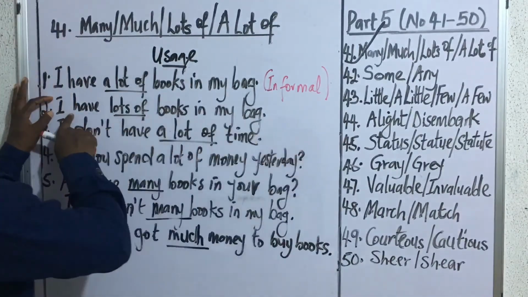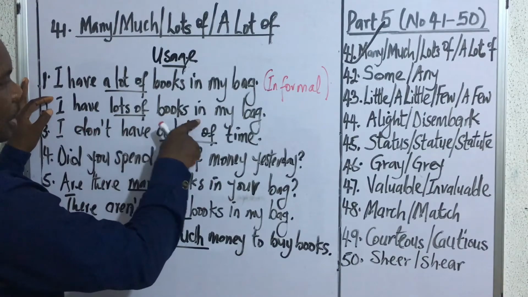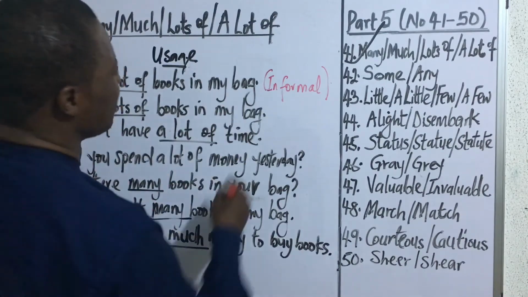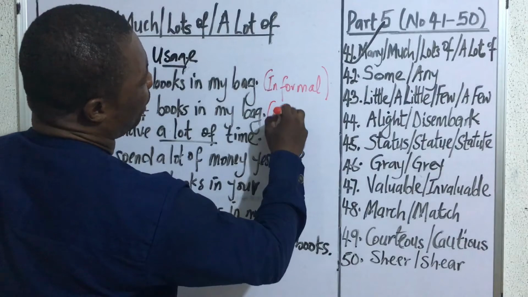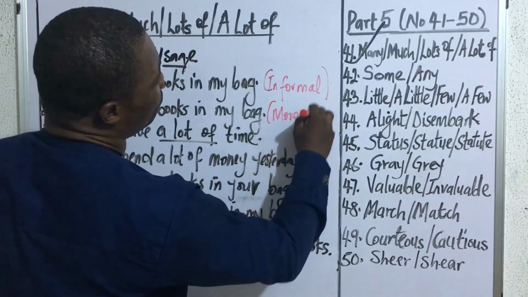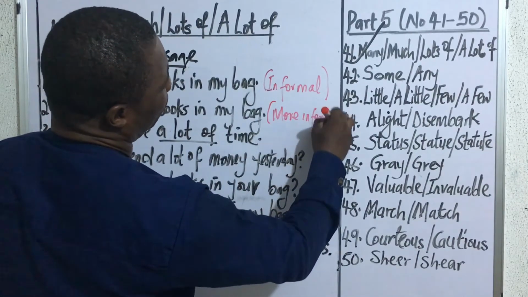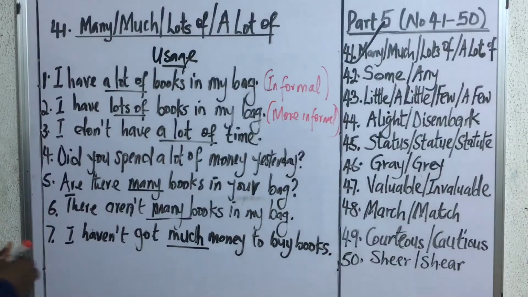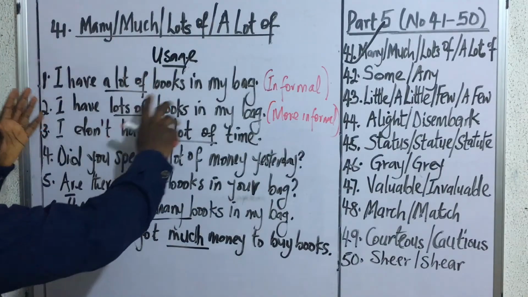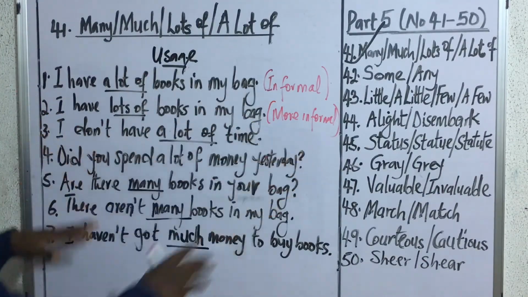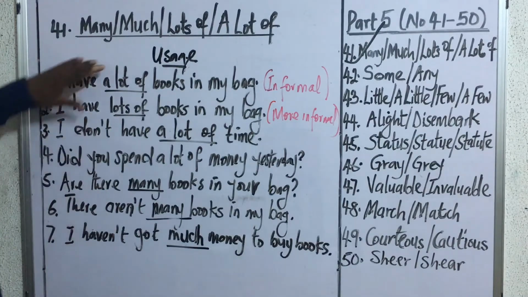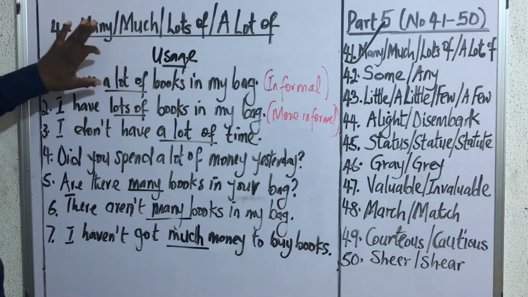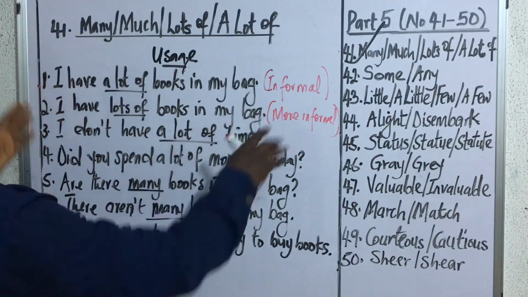Then if I say I have lots of books in my bag, then this is a more informal expression. So what am I trying to say? These two expressions are the same in that they are affirmative, that is positive. So we can use lots of and a lot of in expressions like this.